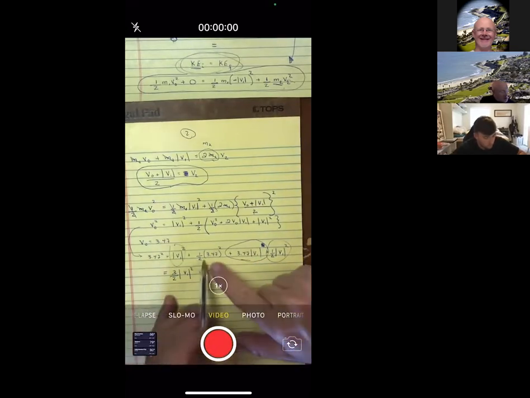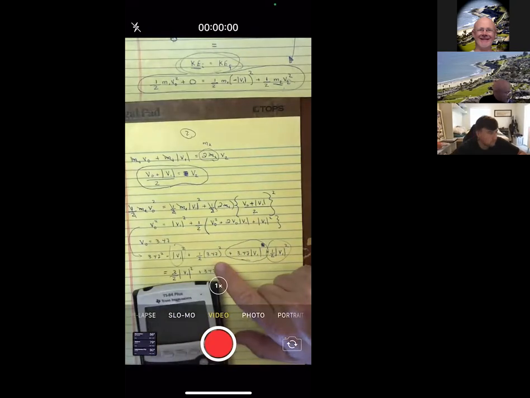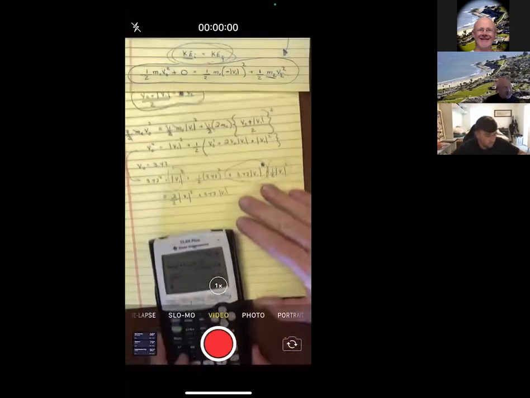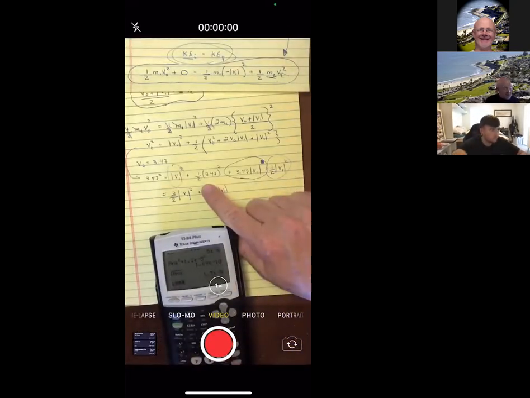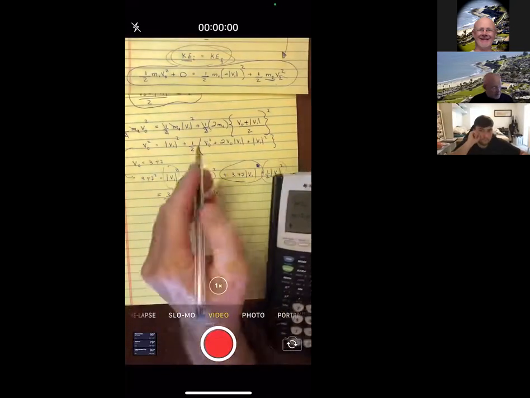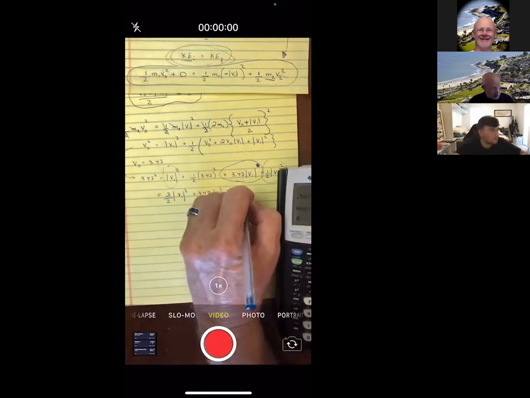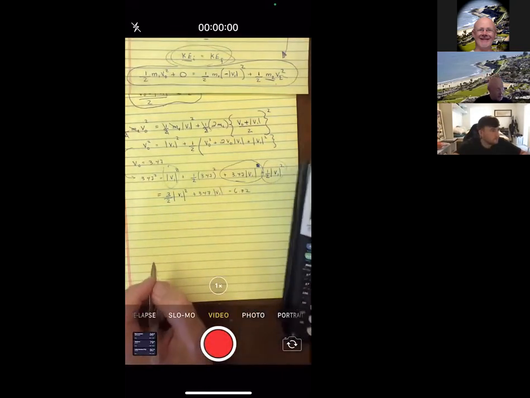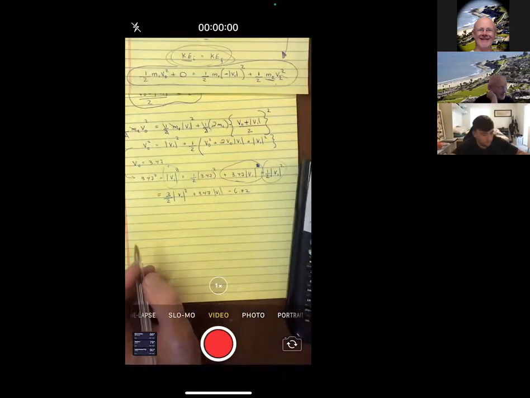And then these are just numbers. I'm going to have to grab my calculator here. This right here is 1/2 times 3.47 squared. And when I bring this over, it's going to be minus 3.47 squared. And so this is a minus 6.02. That would equal 0.